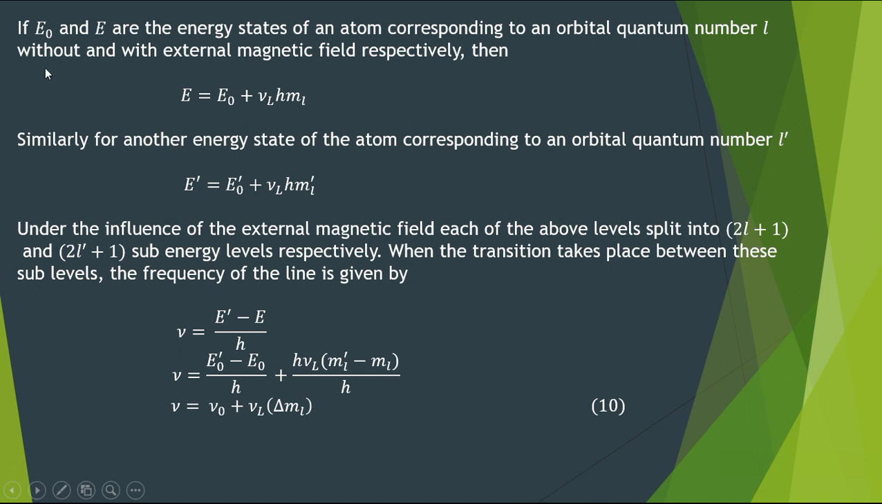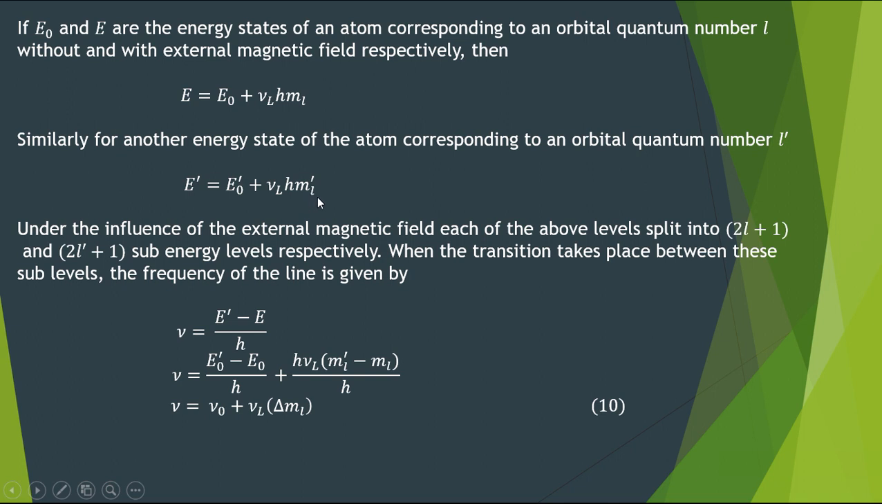That is, if E0 and E are the energy states of an atom corresponding to an orbital quantum number L without and with external magnetic field respectively, then E is equal to E0 plus dE. This term represents dE here. Therefore, E is equal to E0 plus nu L h ml. Similarly, for another energy state of the atom corresponding to an orbital quantum number L dash, E dash is equal to E0 dash plus nu L into h into ml dash.